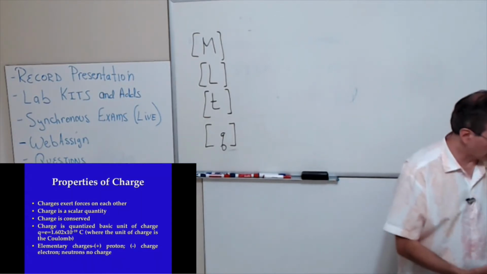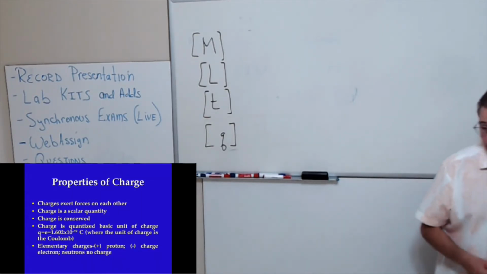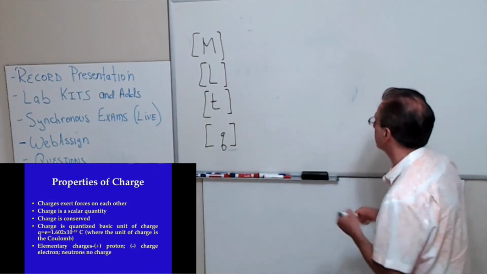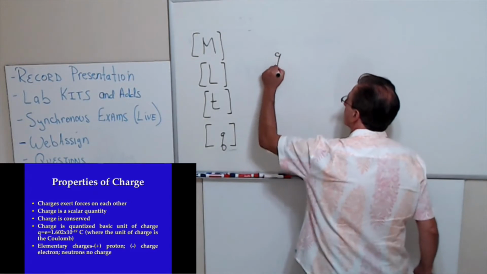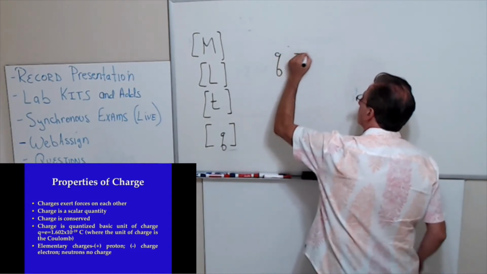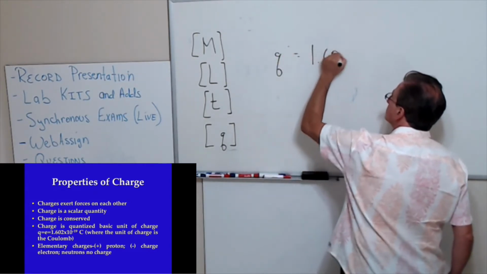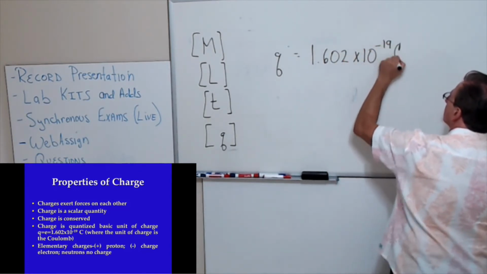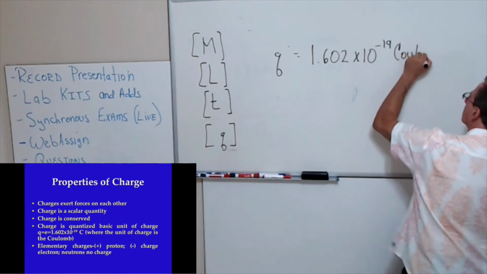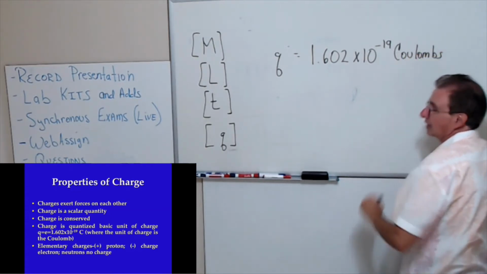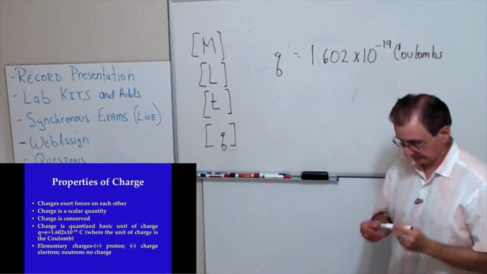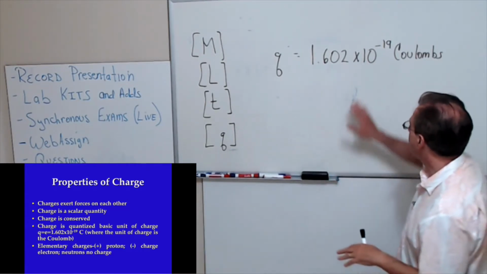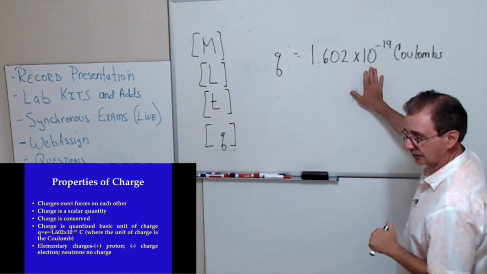What does that mean, that charge is quantized? I mean, charges come in discrete quantities. The basic unit of charge is 1.602 times 10 to the minus 19 coulombs. I'm using SI units. That's the basic unit of charge. And all charges are based on multiples of this value.